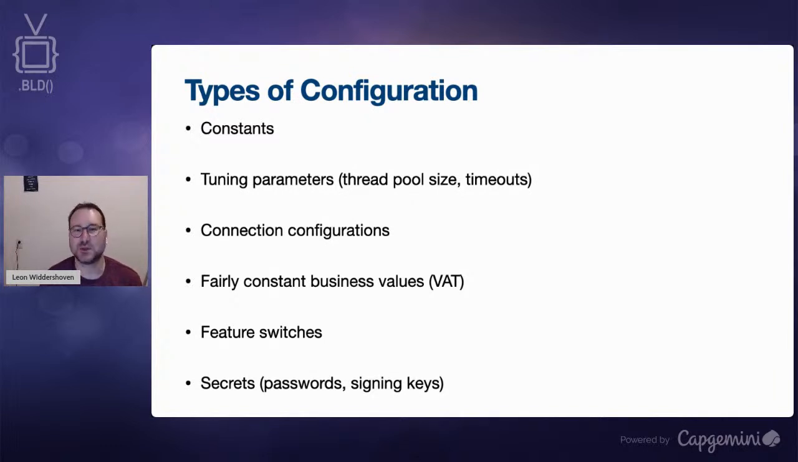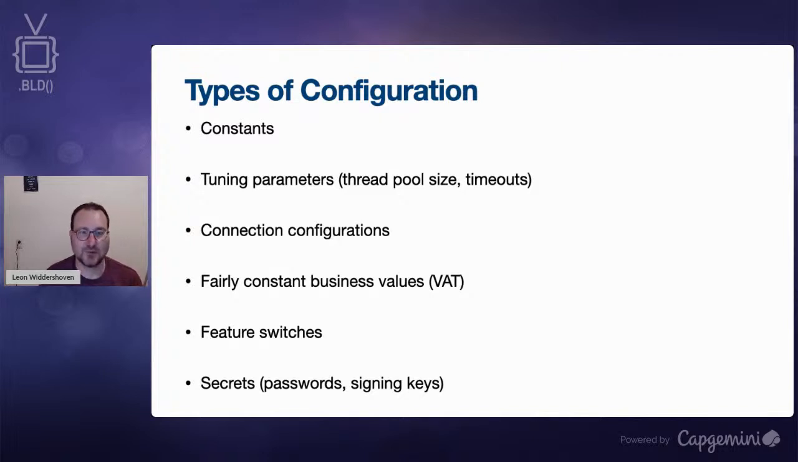You have feature switches. Which features do the customers get at this moment? And which do they not? I mean, is it still in a pilot? Yes or no? So that's kind of feature switches. And you have secrets, which are not properties at all. But that is a completely different side. You need to have it configured, but it's completely different than something for which you want to know the value.